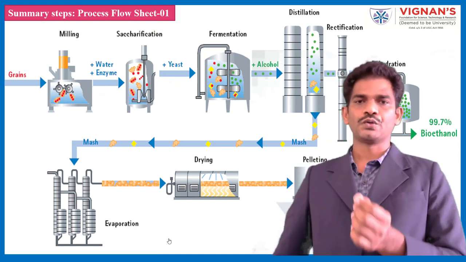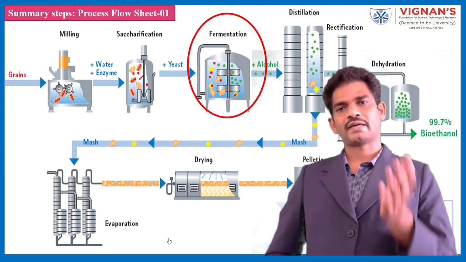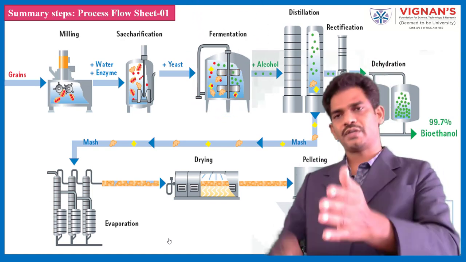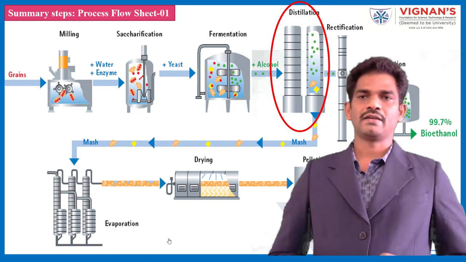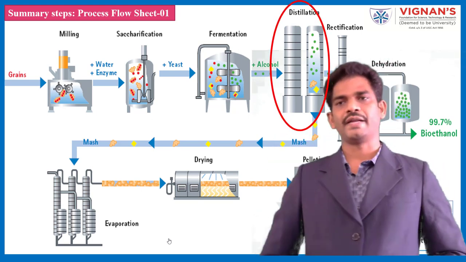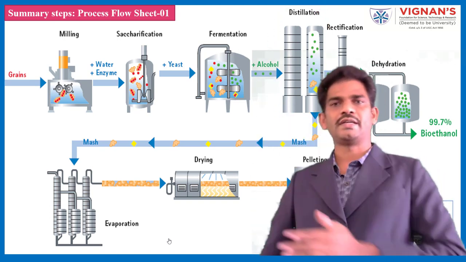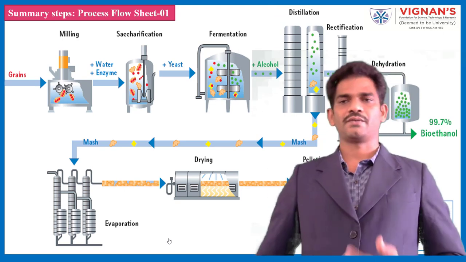Now the simple sugars, during the fermentation stage, are converted to alcohol by the yeast cells. The released alcohol, as you can observe here, can be recovered by using a multi-stage distillation unit, that is, you run the distillation and rectification unit. The final product is then subjected to dehydration, where we can get a higher percent recovery of the ethanol.